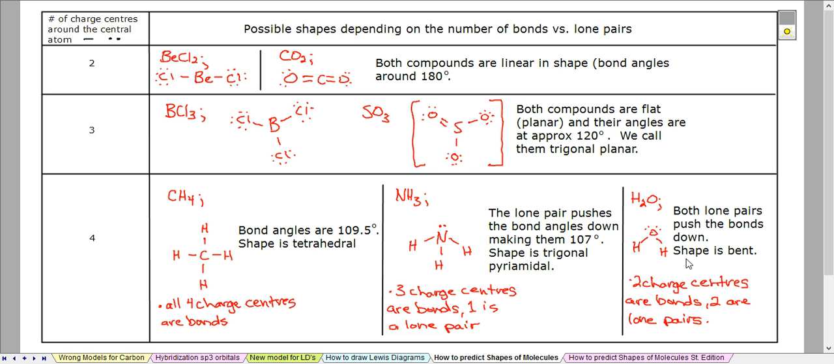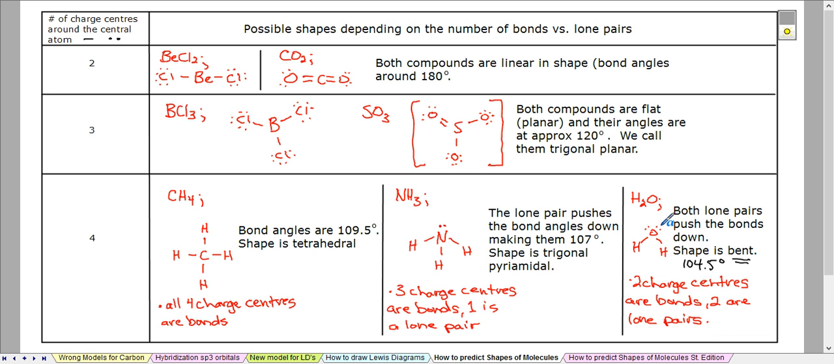So we're still looking at hybridized orbitals. The shape is bent. In the case of water, the bond angles are 104.5 degrees. So we're getting closer to 100. The lone pairs kind of squish them in a little bit more. But some of them are 103.5, some are 103. But anytime you have a bent molecule, it's because you have 2 charge centers that are bonds, 2 that are lone pairs.